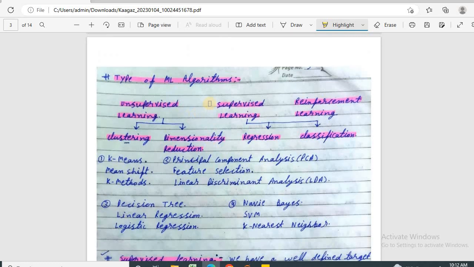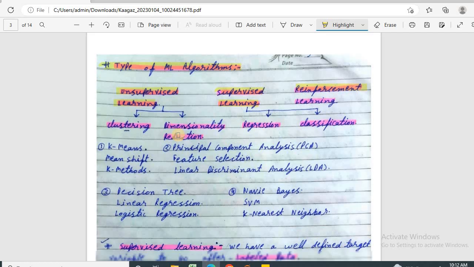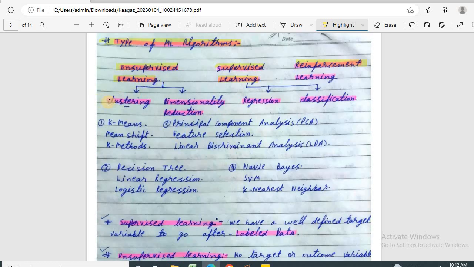Now what are the types of machine learning algorithms? Machine learning algorithms are basically divided into three types. First is unsupervised learning, then supervised learning, and in the end reinforcement learning. Unsupervised learning can further be divided into clustering and dimensionality reduction, and supervised learning can be divided into regression and classification. Reinforcement learning is another type in which we learn by doing.